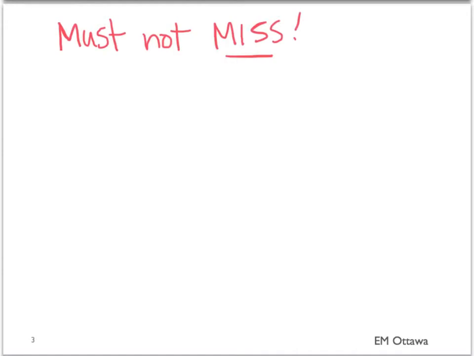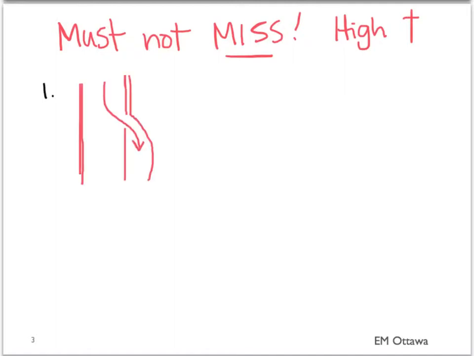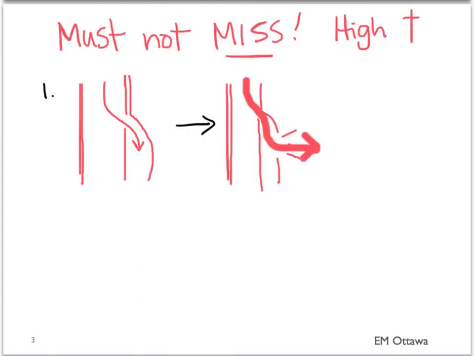Aortic dissection is a must-not-miss diagnosis in the emergency department, since the mortality is very high. Aortic dissection kills in different ways. Number 1. The false lumen ruptures. Patient now exsanguinates. These patients often die before they can reach the hospital.